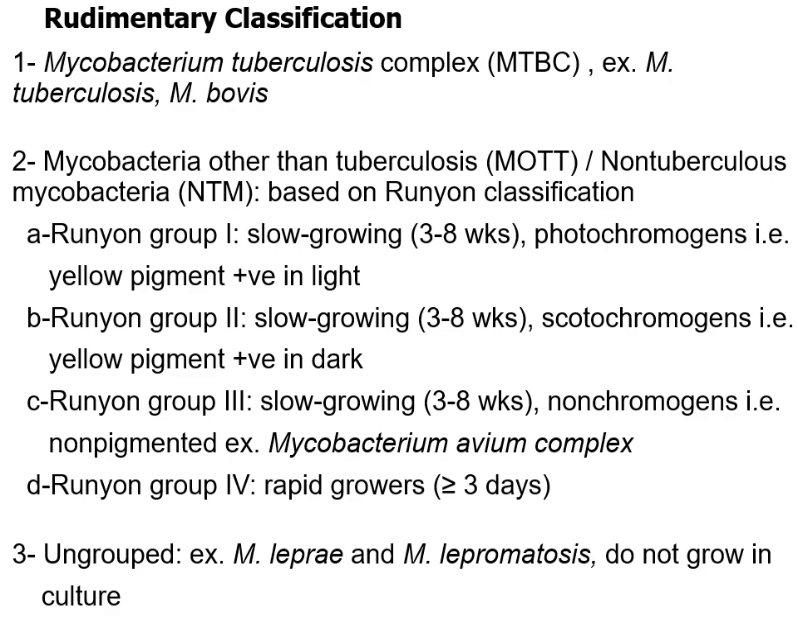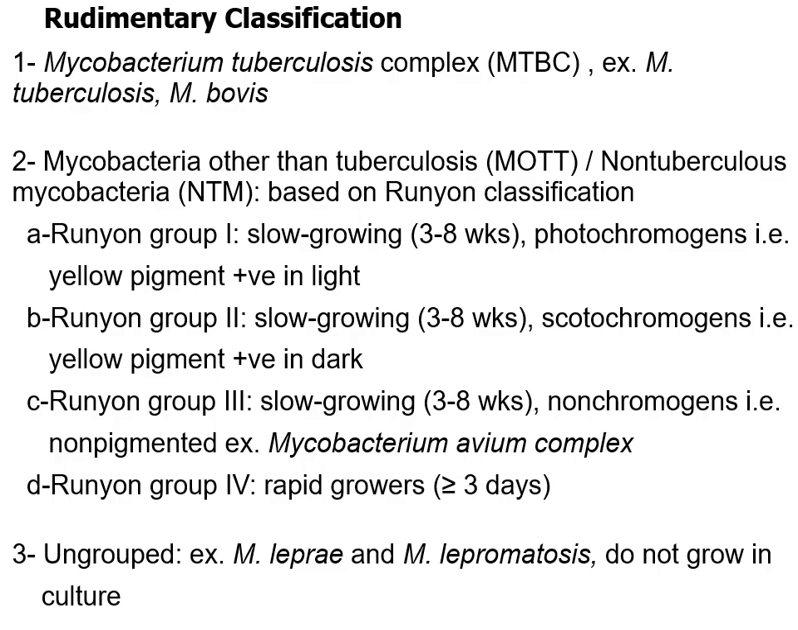The second type are the mycobacteria other than tuberculosis, or MOTT, also referred to as non-tuberculous mycobacteria, or NTM. And these are classified based on how fast they grow and how and why they produce pigment.